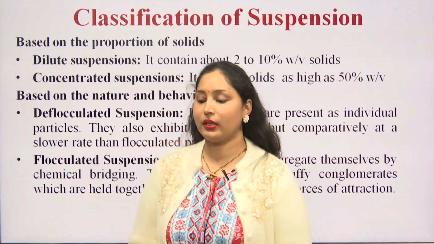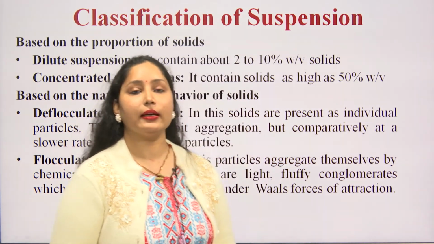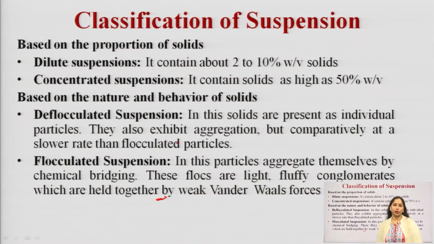The classification of suspension. Now, we will discuss the classification of suspension. The first category is based on the proportion of solid. On the basis of the proportion or the content of the solid, suspensions are classified into two categories: dilute suspension and concentrated suspension. Dilute suspension contains around 2 to 10% weight by volume of solid, and concentrated suspension contains as much as 50% weight by volume of solid.